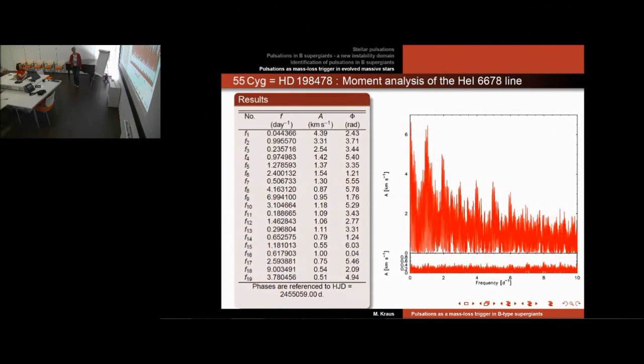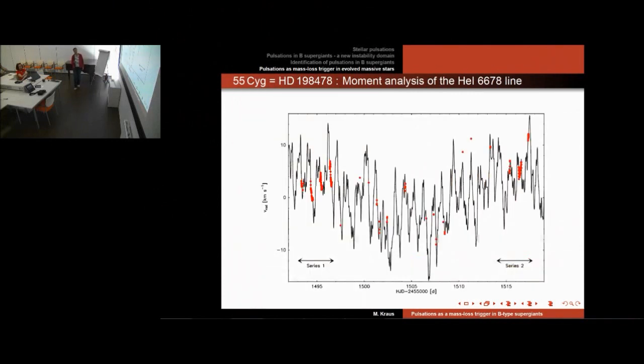So we were searching for frequencies, and this is what we find. We found a total of 19 different periods, with different amplitude and phase shifts. And when we clean the amplitude spectrum, only the noise is left. And then we compute how the radial velocity of these profiles looks over this 25-day period. And this is the black curve.